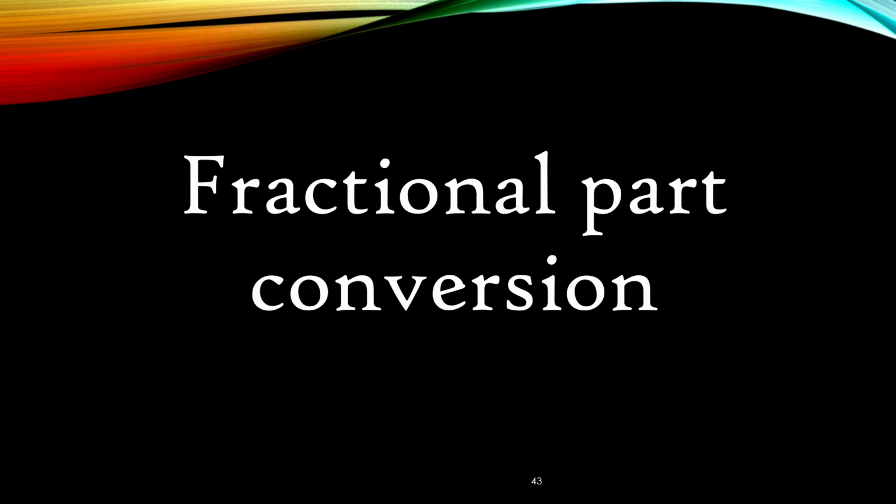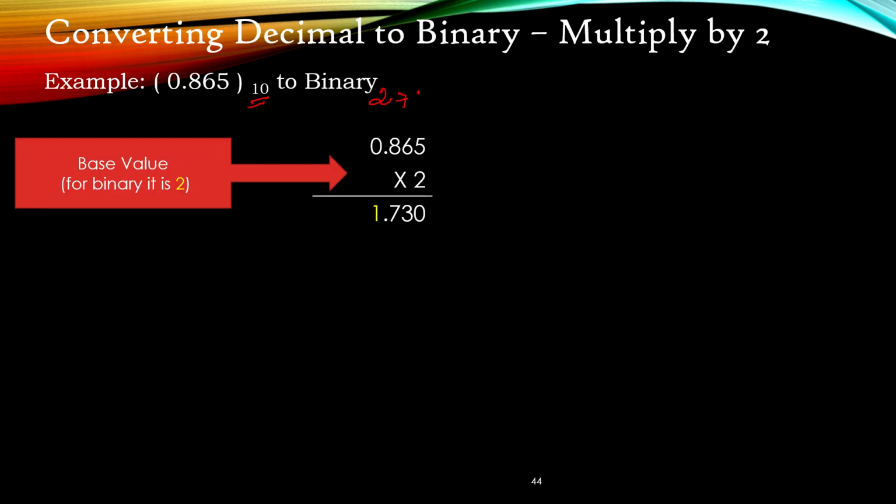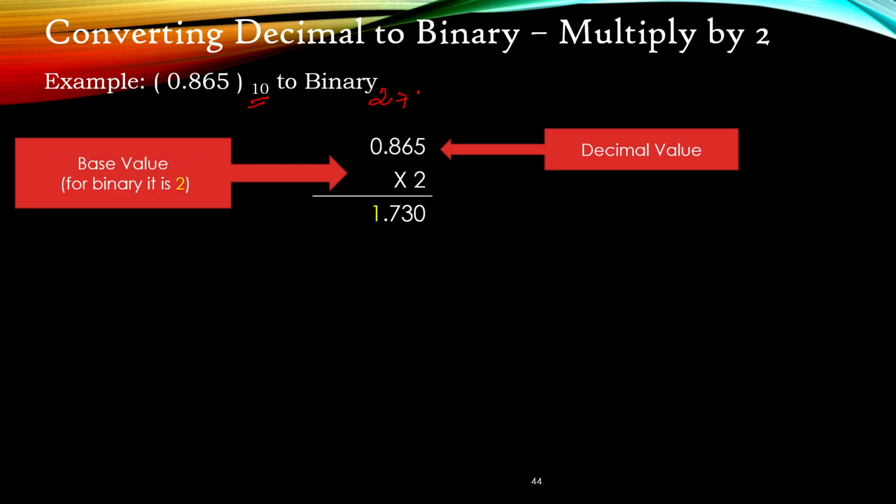So now we can see the conversion of the fractional parts. So let us consider the number 0.865, which is a decimal number which has to be converted into binary, that is to the base 2. So here the base value is 2, right? So now let us consider this multiplication where the base value is 2 to be multiplied with the decimal part 0.865, and we'll be getting a number which has both integer and the decimal part.